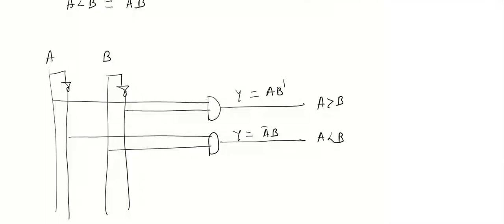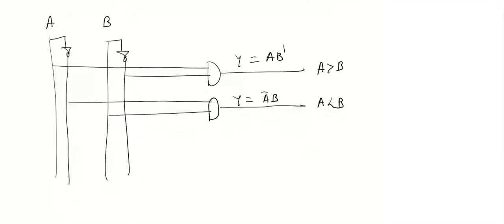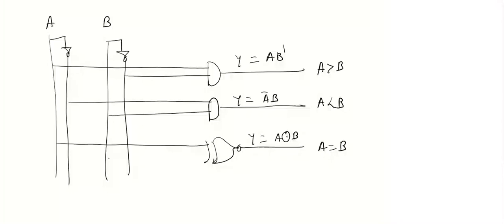Now similarly, for the third one, an XNOR gate is used here. This is the XNOR gate. The output generated is Y equal to A XNOR B, and this is the A is equal to B output. The inputs given are A and B. This is the logic diagram of the 1-bit comparator.